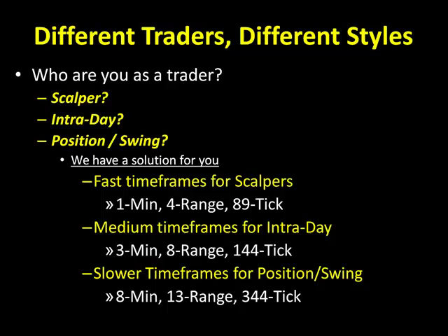Fastest time frames for scalpers: 1-minute charts, 4-range charts, 89-tick charts. If you're an intraday trader, we use medium time frames for you guys: 3-minute charts, 8-range charts, 144-tick charts. Or maybe you're a position trader or a swing trader, where of course we're looking now for a slower time frame. Could be an 8-minute chart, a 13-range chart, 344 tick. You could also slow it way down. You could also make it a 13-minute, a 21-range, 577 tick chart.